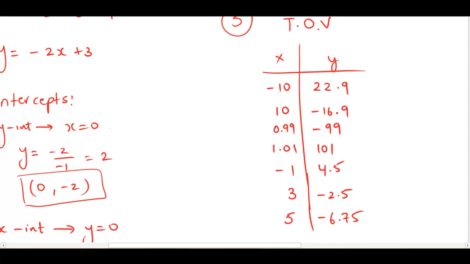I picked negative 10 so that I can see what's happening to the left, a very big negative number, and a very big positive number to get a general sense. Then I want to pick points really close to my asymptote. These are the important ones: 0.99 and 1.01, because my asymptote is x equals 1. Then I want to fill in the gaps. I picked some other key points: negative 1, positive 3, and positive 5. Let's plug these points onto our graph and see what kind of shape we end up with this time.